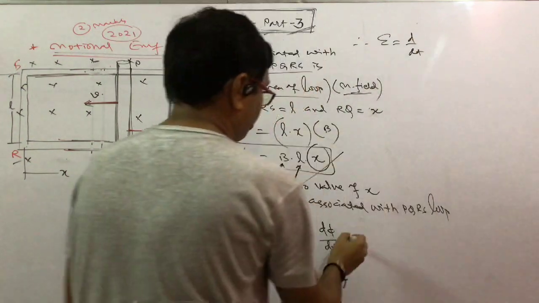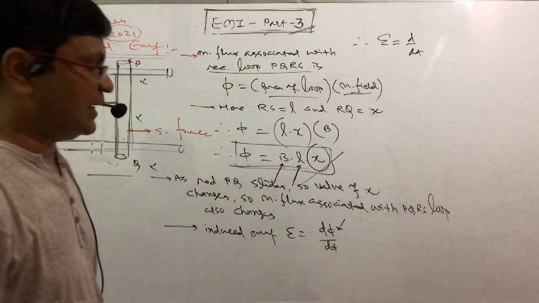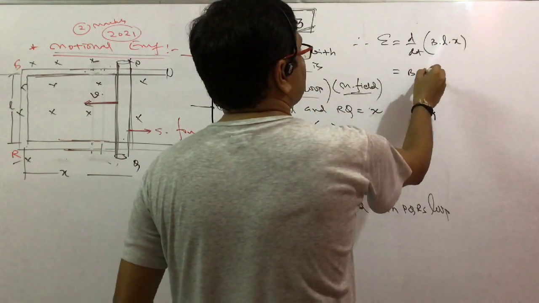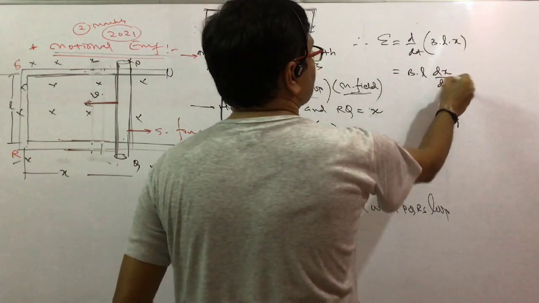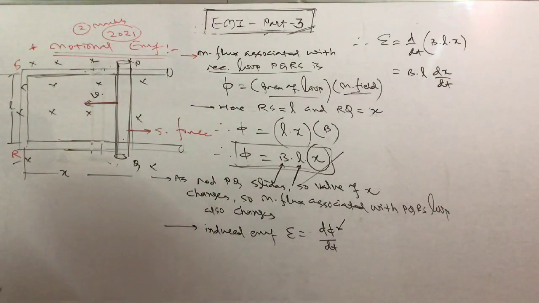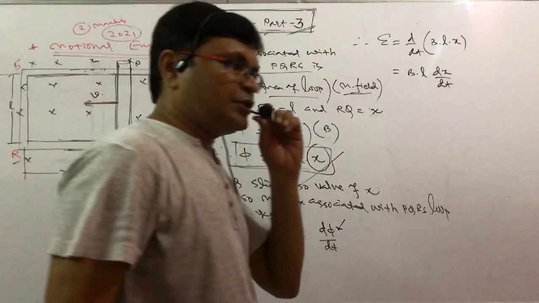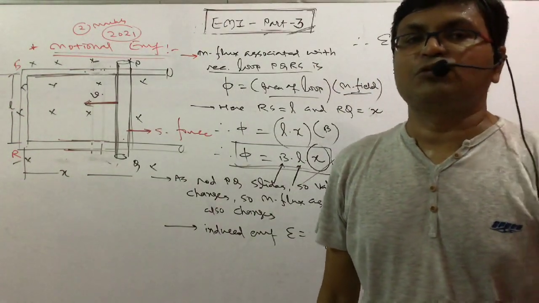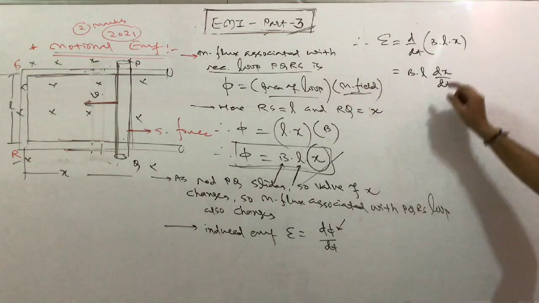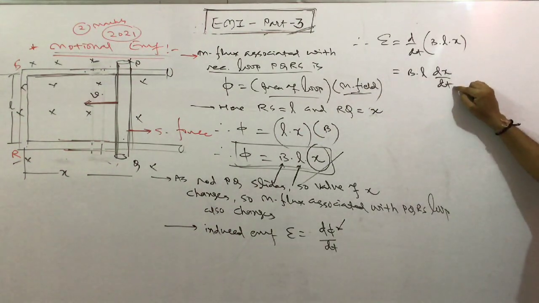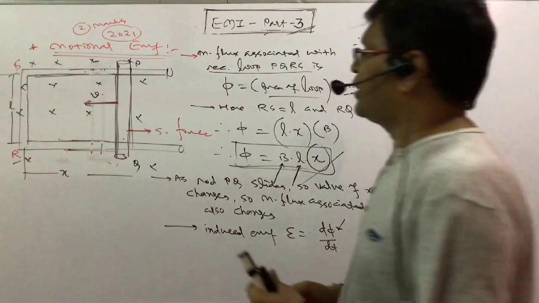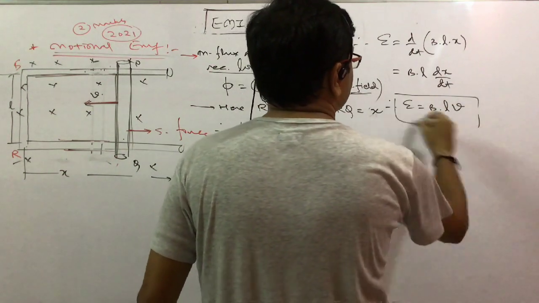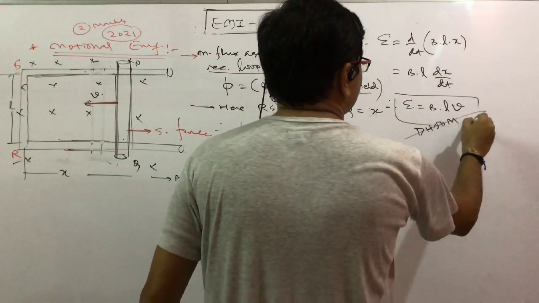What is the value of phi? Phi we have already found, BLX. So we'll write here B into L into X. But B is constant, L is constant. So only differentiation of distance X. Okay, these questions will come a lot. What is the differentiation of distance with respect to time? If you take differentiation of distance with respect to time, it gives speed. Don't say velocity. Okay, so epsilon is equal to BLV, and this is the marvelous equation we have derived.